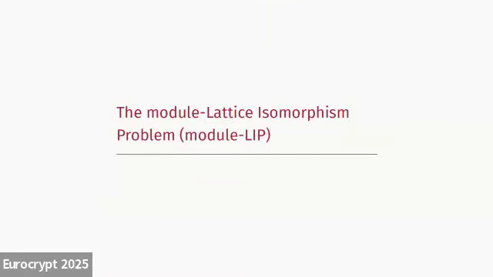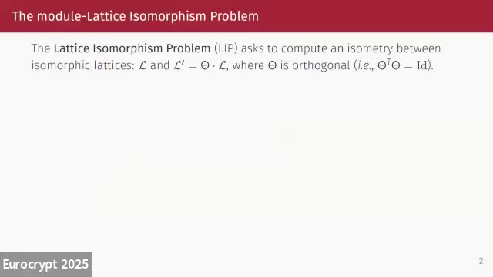Okay, so let me give the definition of the problem. First, I will begin with the lattice isomorphism problem, in which you are given two lattices, L and L prime. You know that they are isomorphic. That means that L prime is the image of L by some orthogonal map.